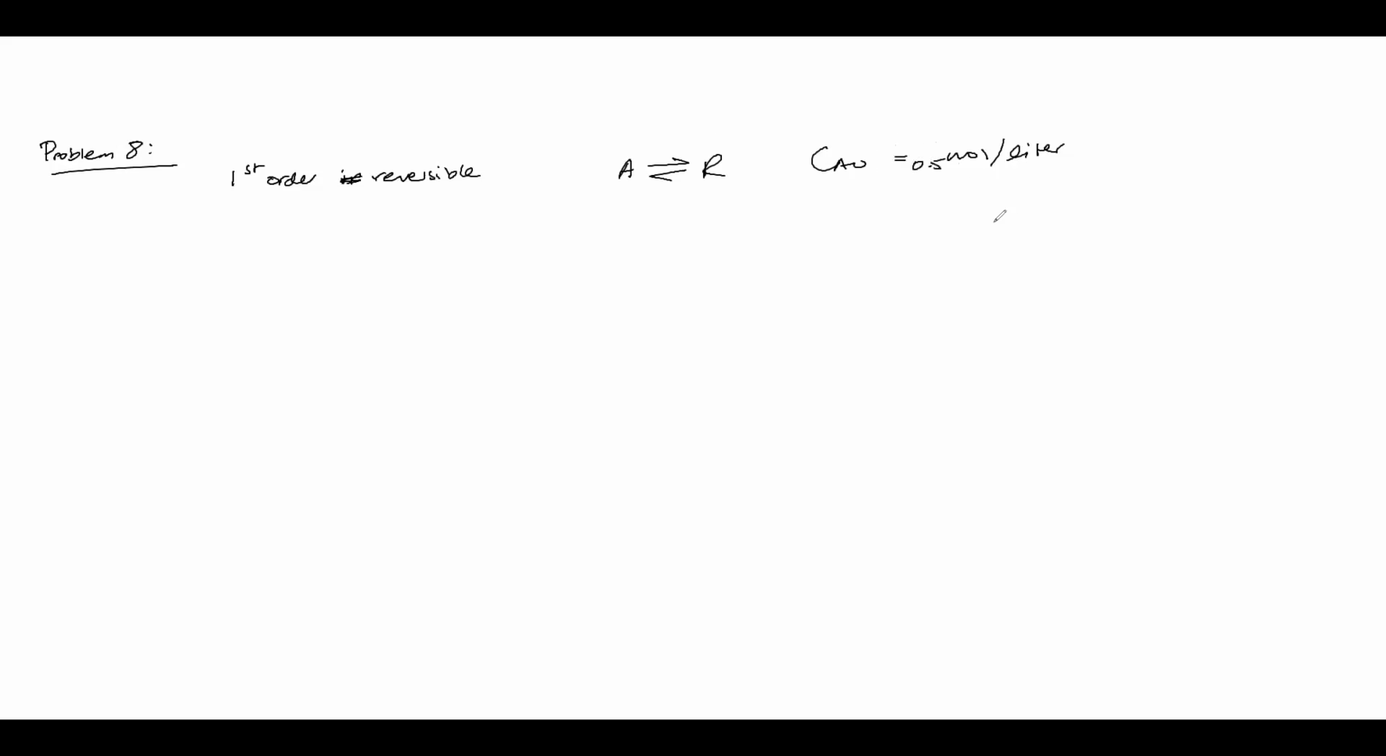Ca naught is 0.5 moles per liter. Cr naught is 0. You're being told that at t equals 8 minutes, XA is 1/3, but XA equilibrium is 2/3. And you need to find the rate equation, right? So basically you need to find n for this reaction.